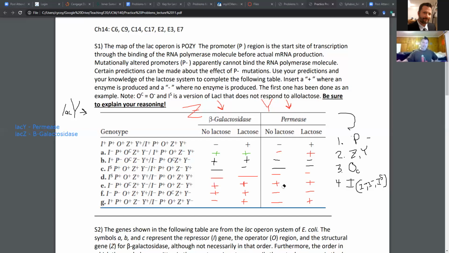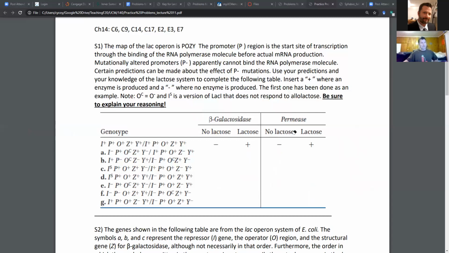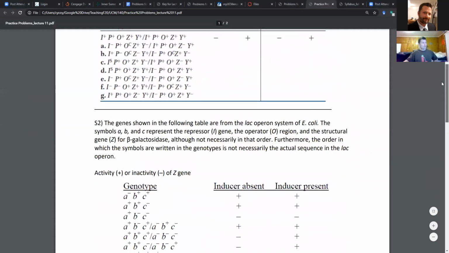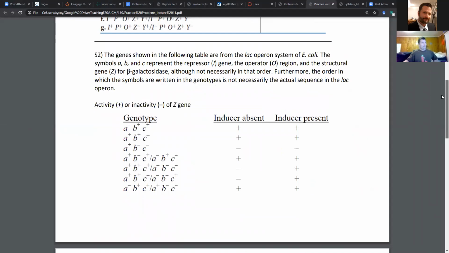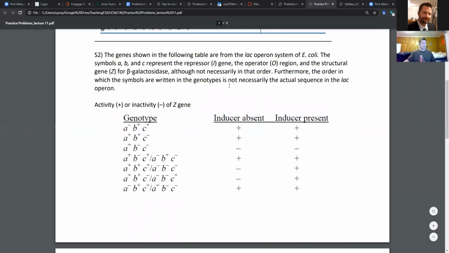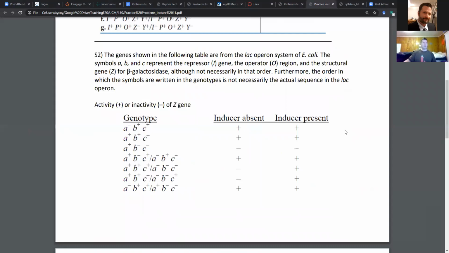Well, let's talk about the next one really quickly, because the next one is the same thing, but it's flipped and it's really abstract. All right, so this one might be super mind-boggling. Like, what are you even talking about?